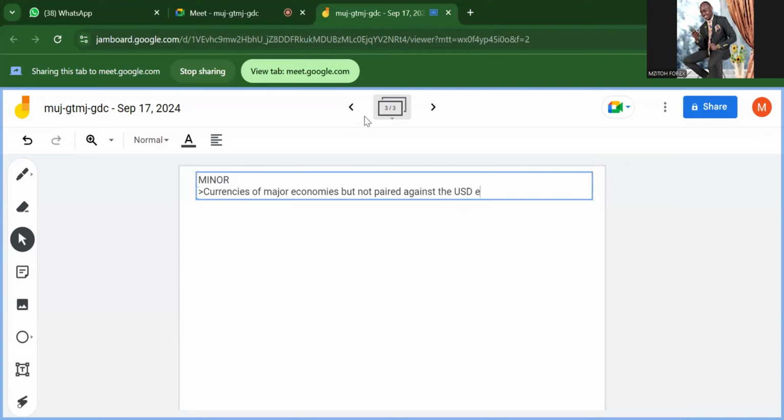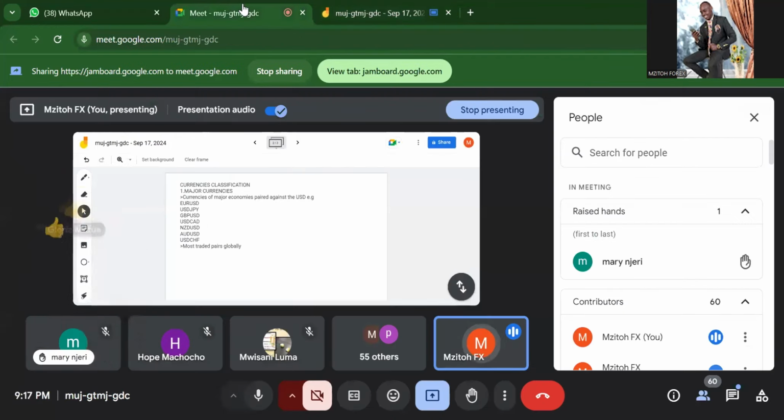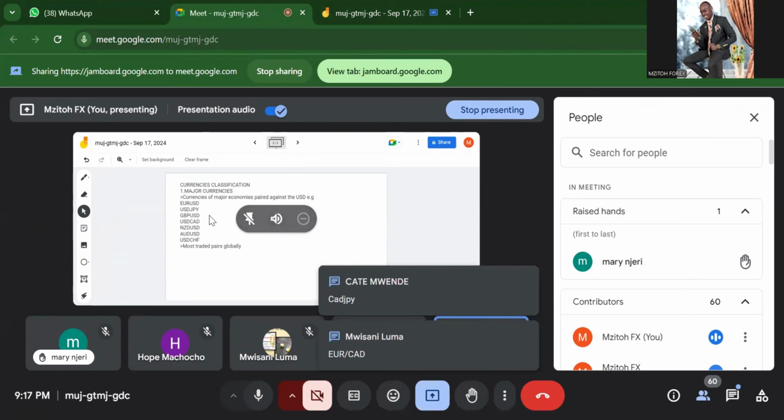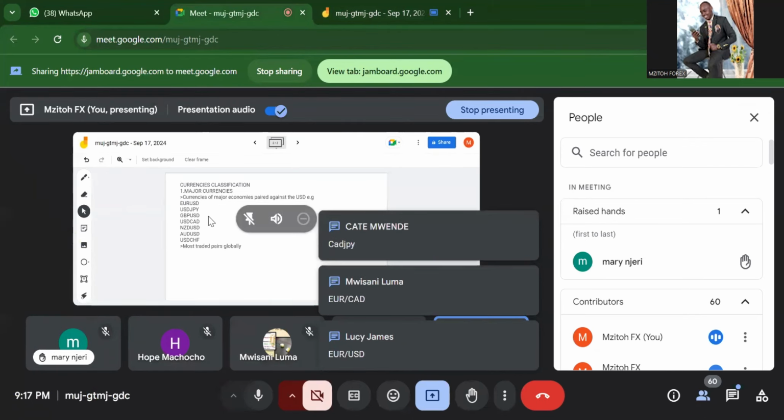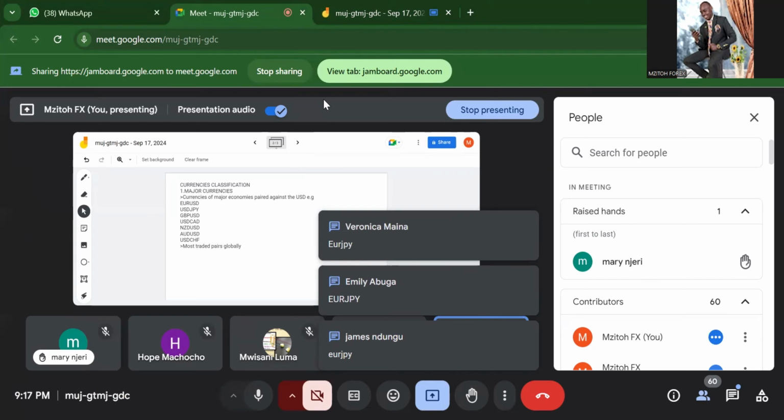For example, I will expect all of us to give an example. I will just come back here to the major categories, then you tell me. Confirm by giving me an example. Take the major currencies, but now eliminate USD. Take two, combine. It should not have USD. It's a major economy, but not paired against the United States dollar.